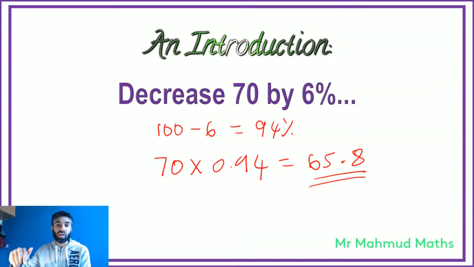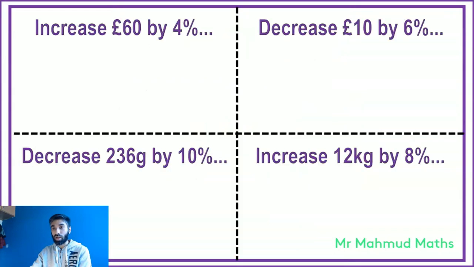So we understand what is percentage increase and what is percentage decrease. When you increase, we add the percentage to 100 and divide by 100 to find the multiplier. Sometimes you can work it out in your head. And if you decrease by a percentage, you take it away from 100 and then divide by 100 to find the multiplier, and then times the actual amount.